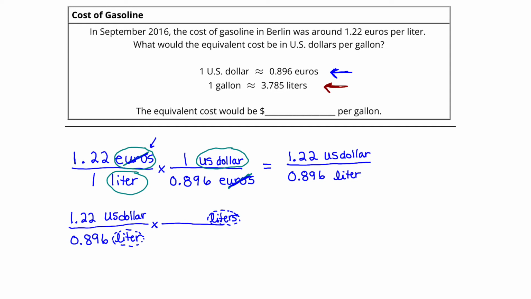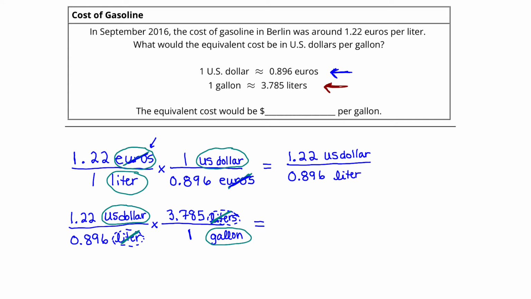So liters are in the numerator. That means my gallons have to go here underneath it. And the equivalency is that 1 gallon is about 3.785 liters. This allows me to cancel the liter units from the numerator and the denominator and leaves us with US dollars in the numerator, gallons in the denominator, which is exactly what I want to convert into, dollars per gallon. We're almost done. We now want to proceed and actually do out the math.